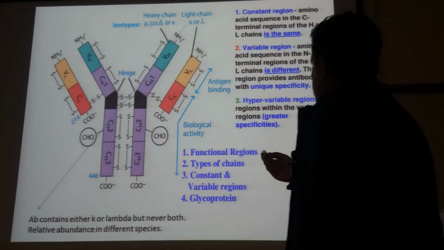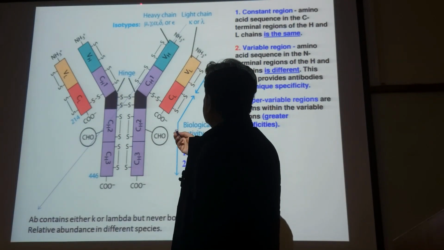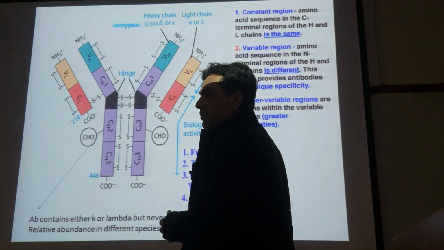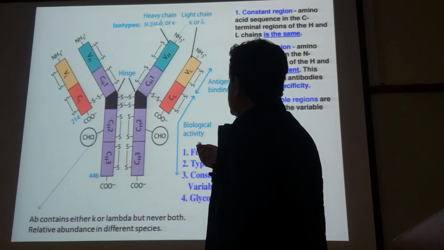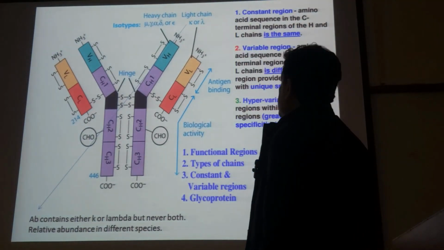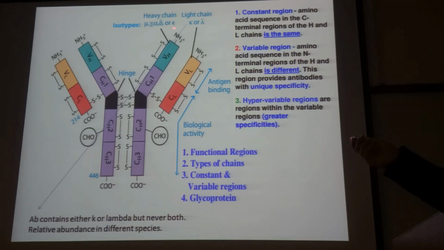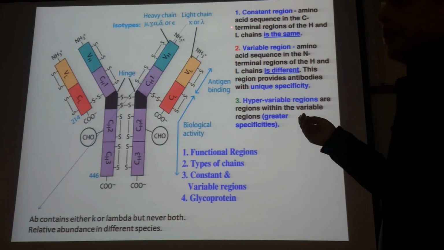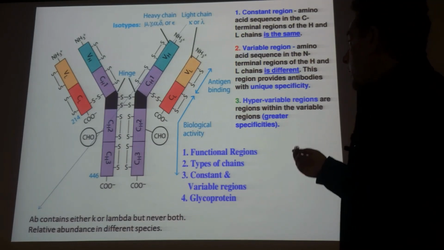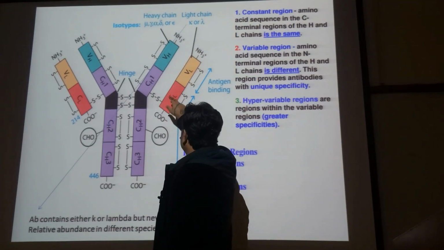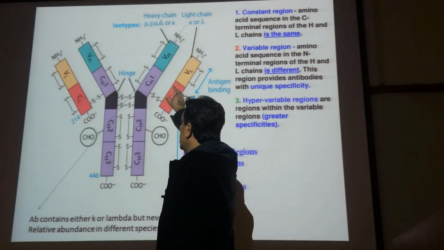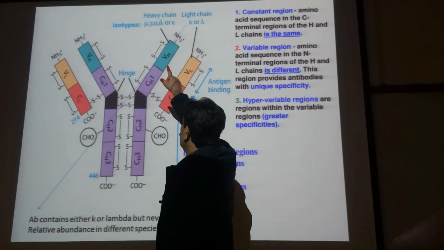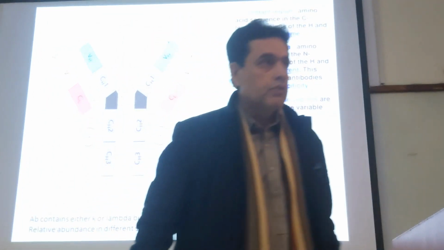Now, if you see here, what are the heavy chain types or isotypes? There are different heavy chain isotypes that you see here: mu, gamma, alpha, and epsilon, and there are only two light chain isotypes. One is kappa and the other one is lambda. For the light chain there are only two isotypes, and for the heavy chain there are multiple isotypes.